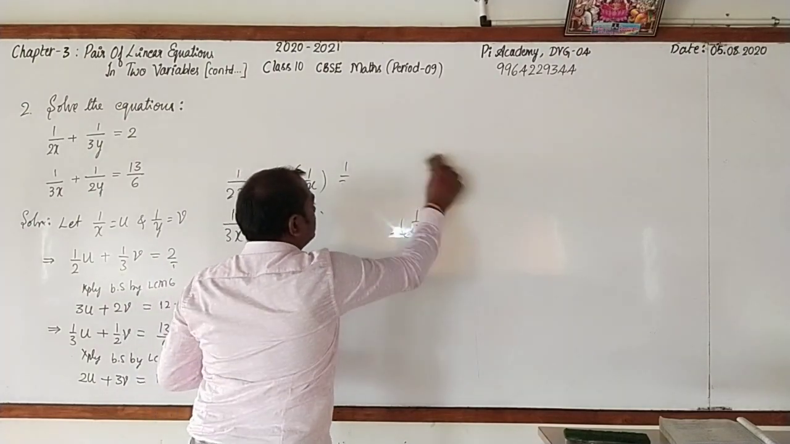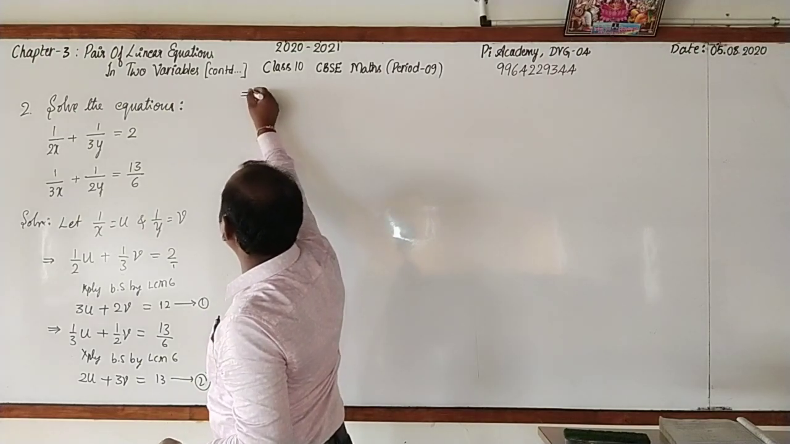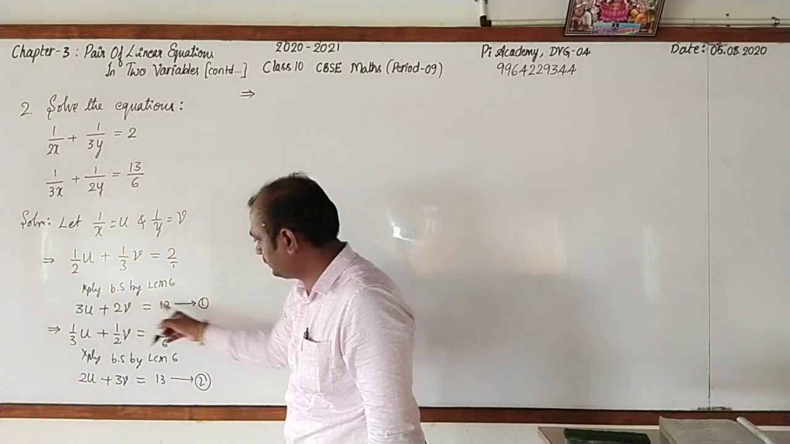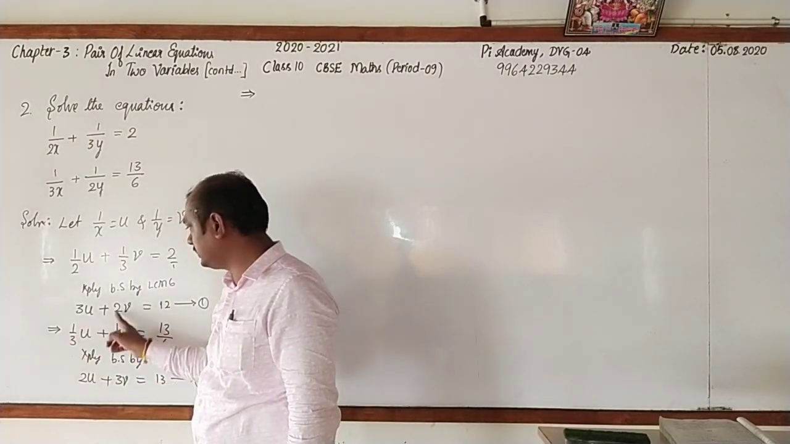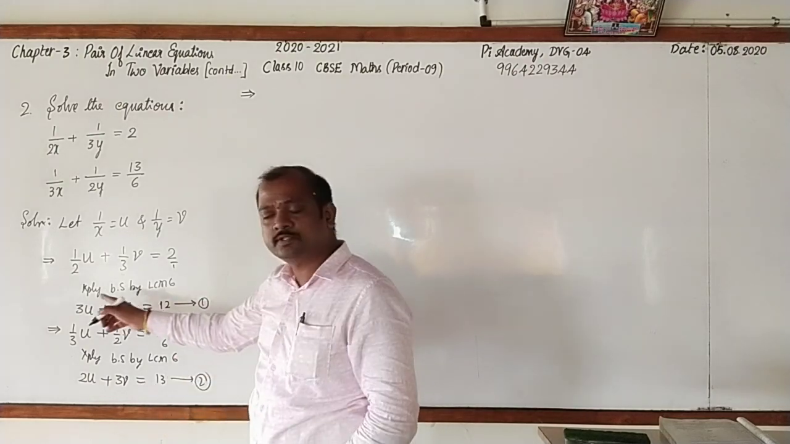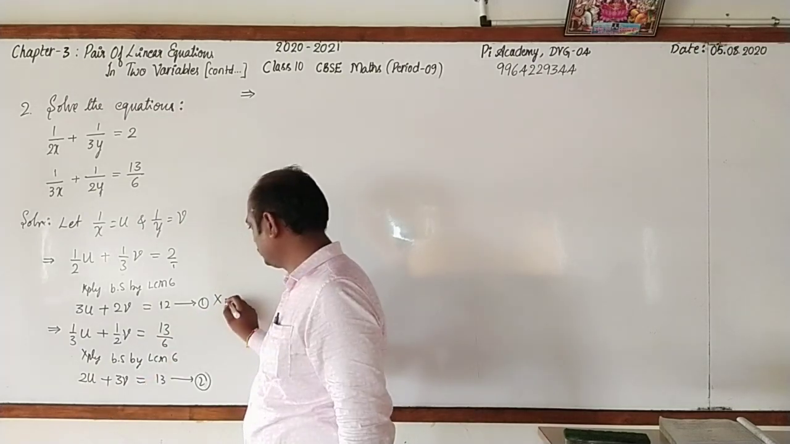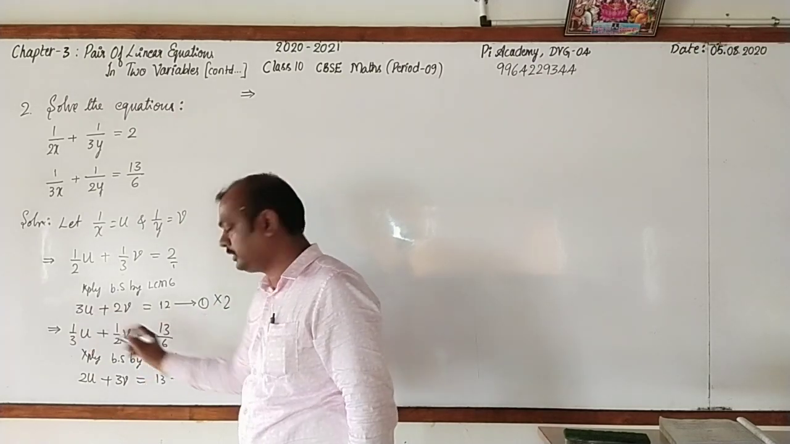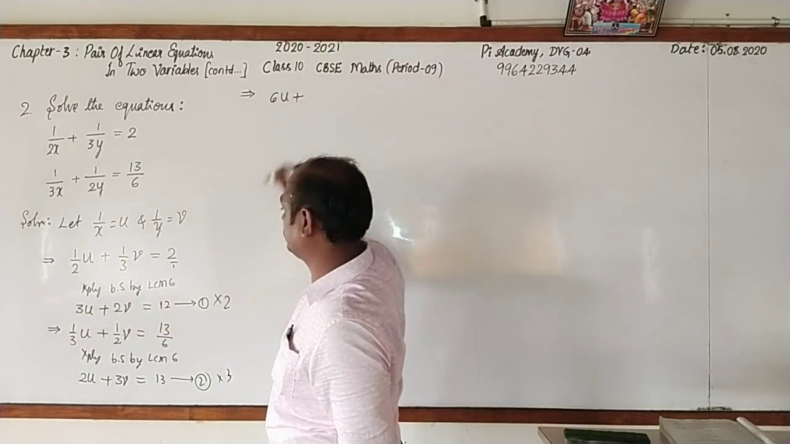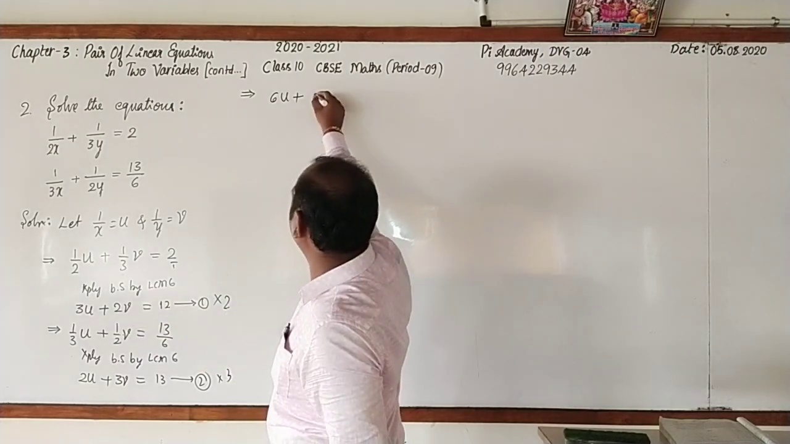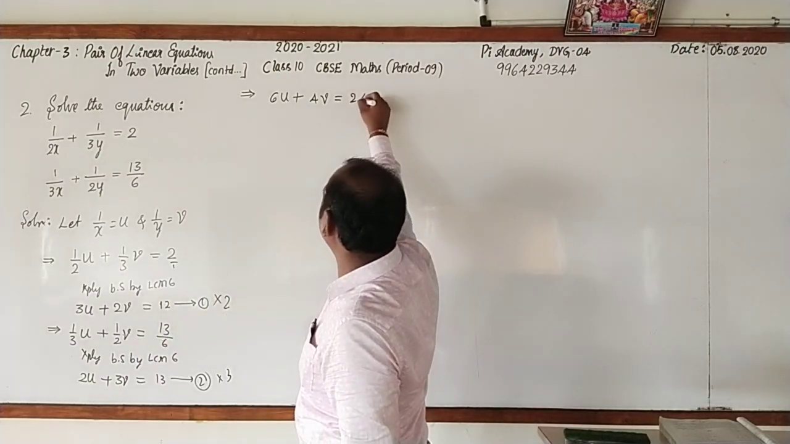Now let us go for solving them. How do you go for solving? By elimination method. Observe the coefficients of both u and v. Here is 2, here is 3. Here is 3, here is 2. Hence, let's go for equalizing the coefficient of u. Equation 1 should be multiplied by 3, equation 2 should be multiplied by 2. Multiply: 2 3s are 6u plus 2 2s are 4v, equal to 12 2s are 24.